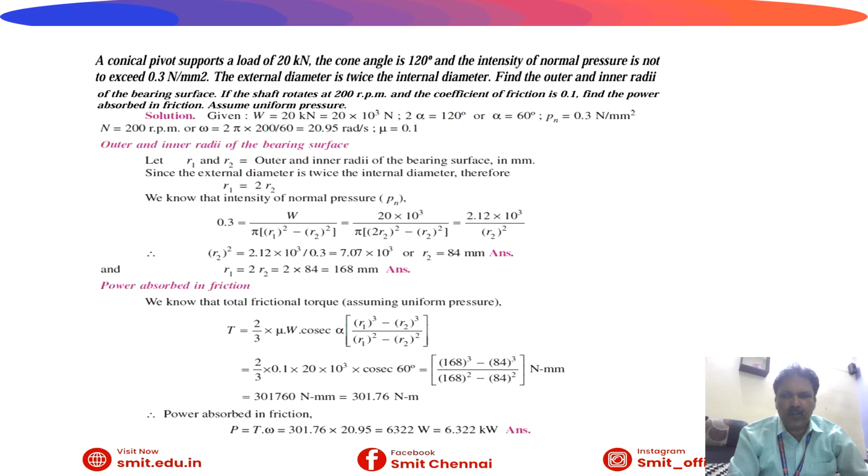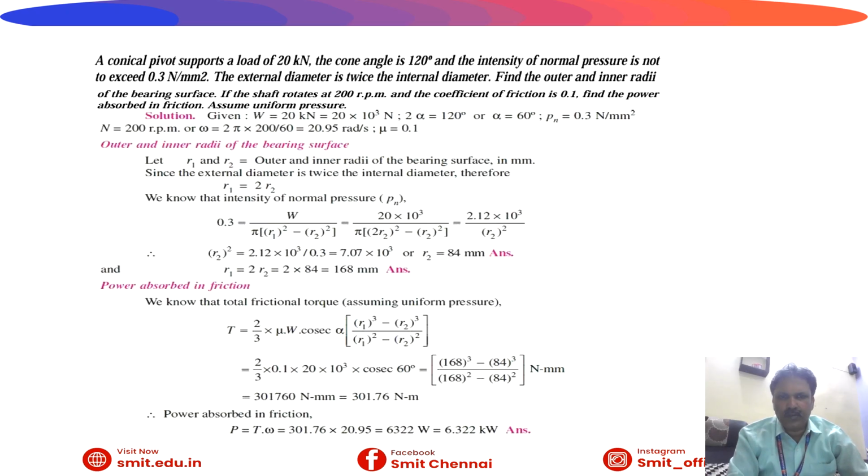These are the data. W equal to 20 kN. That is 2 alpha equal to 120 degrees, therefore alpha equals 60 degrees. The pressure is 0.3 N per mm square. The speed is given as 200 rpm, so omega equal to 2 pi into 200 by 60, that is 20.95 radian per second. Mu equal to 0.1.